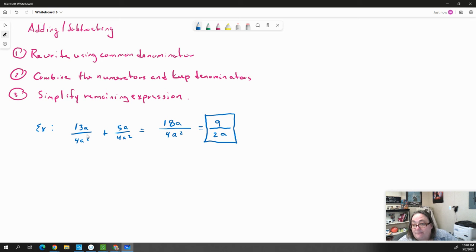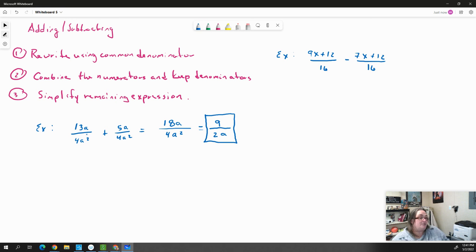What if, let's go up here. Let's use some of this space so I don't have to move all of the directions now. What if I have 9x plus 12 over 16 minus 7x plus 12 over 16?